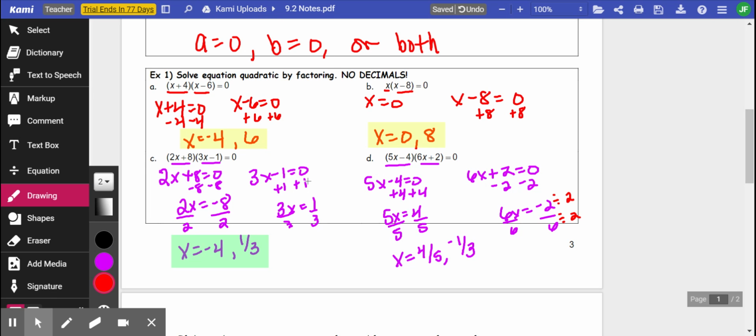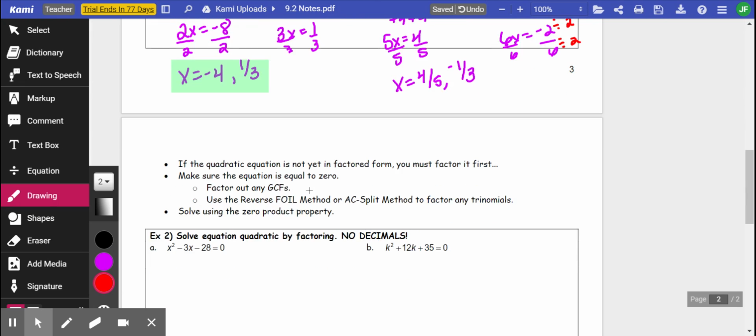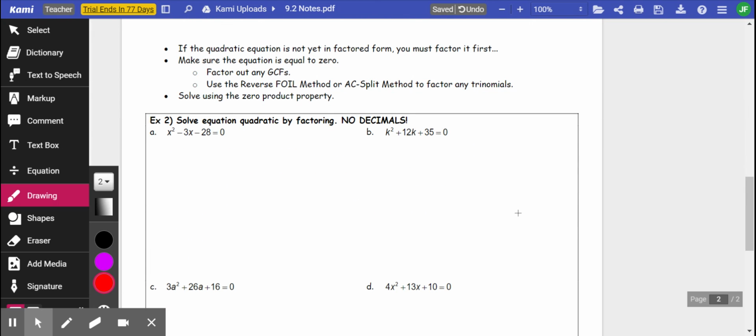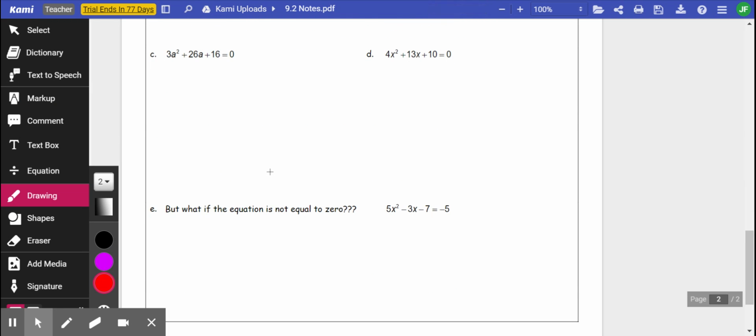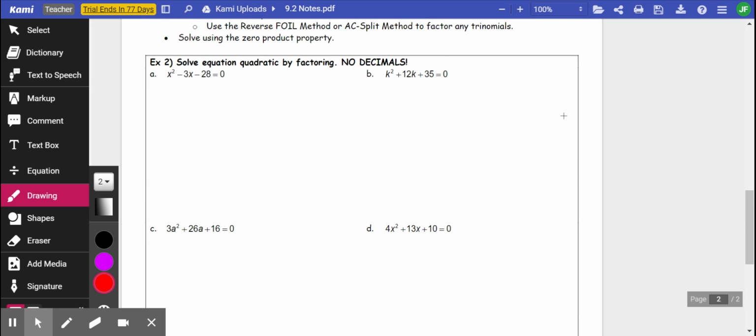Okay, so we're going to take the factoring and the zero product property and put them together. So if the quadratic equation is not yet in factored form, you have to factor first. Then you're going to set it equal to 0 and solve using the zero product property. Okay, and actually you should make sure it's equal to 0 first. 5 problems. Okay, get ready.